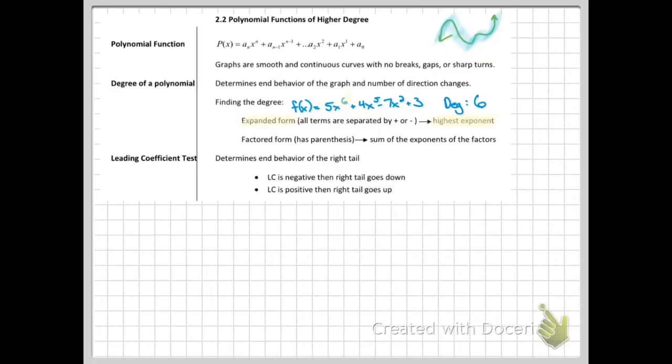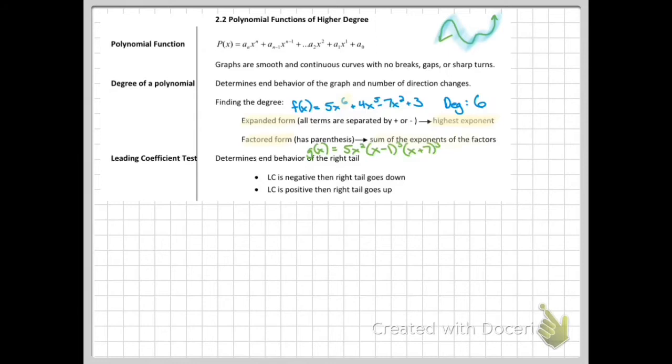Factored form. A polynomial example in factored form, f of x might equal, let's make it g of x just so we don't think it's the same. g of x might equal 5x squared times (x minus 1) cubed times (x plus 7) cubed. That's a good example. So notice that they are in parentheses, and in factored form there's a bunch of exponents, right?